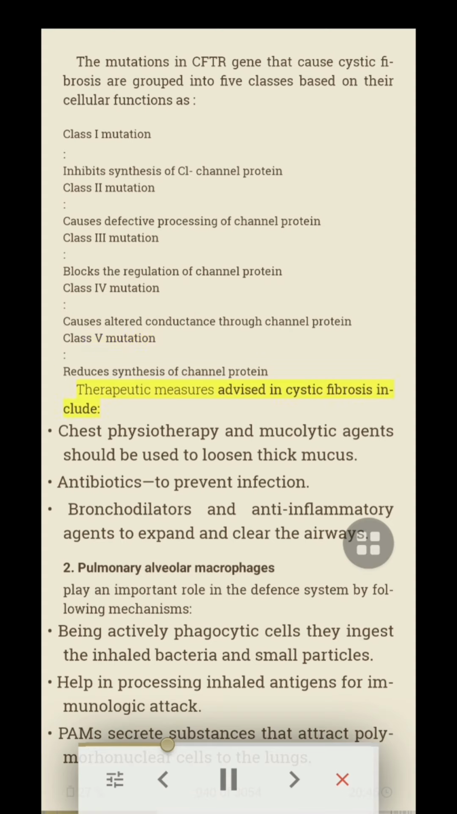Therapeutic measures advised in cystic fibrosis include: chest physiotherapy and mucolytic agents should be used to loosen thick mucus. Antibiotics to prevent infection. Bronchodilators and anti-inflammatory agents to expand and clear the airways.